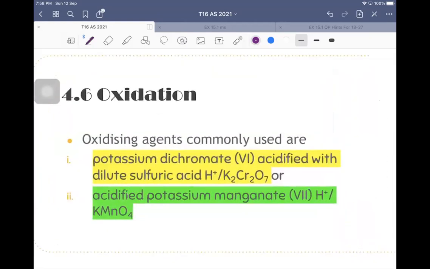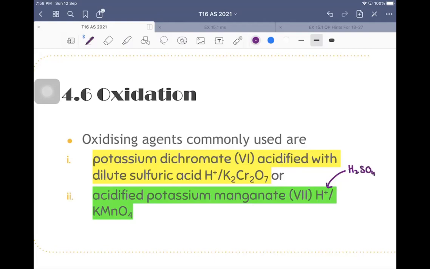So this is how you prepare your oxidizing agents. You just mix your potassium dichromate with dilute sulfuric acid. Likewise, for your potassium manganate, since you want it to be acidified, you will add dilute sulfuric acid as well to it, okay? Sometimes you will see it written as H+, so that just means acidified. If you want to write down sulfuric acid, that's not a problem as well, okay?